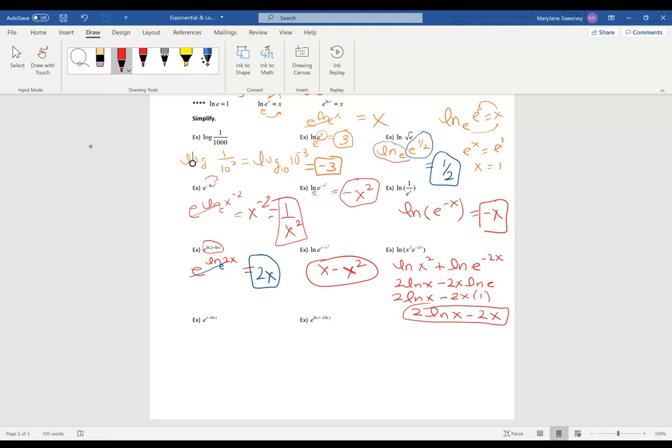E to a sum. Now, this might be a little bit tricky. If you think about it, if I did e to the x times e to the 2, I could write that as e to the x plus 2, right? When I'm multiplying, I keep the base, I add the exponents.